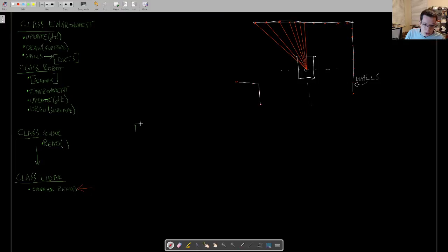So for each wall, let's change colors. For wall in walls, and this is going to be find ray wall intersection.